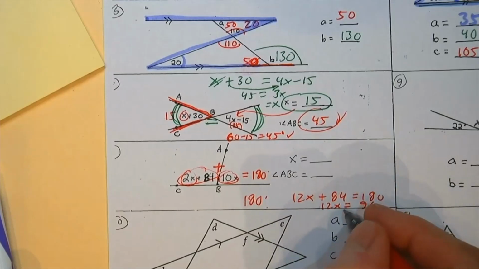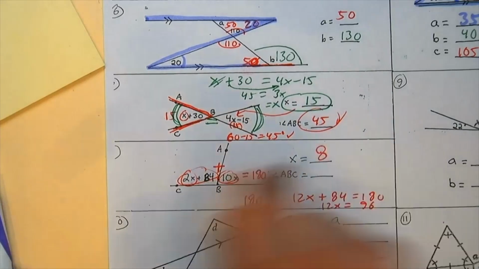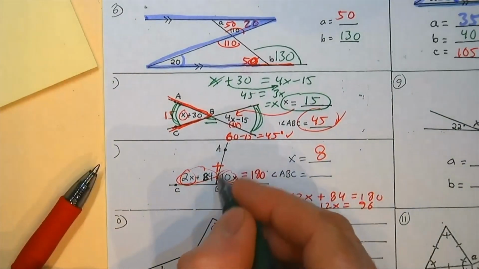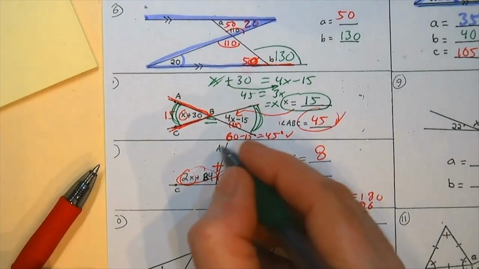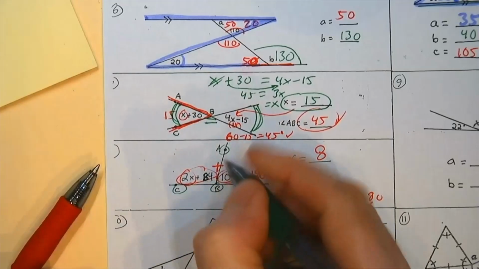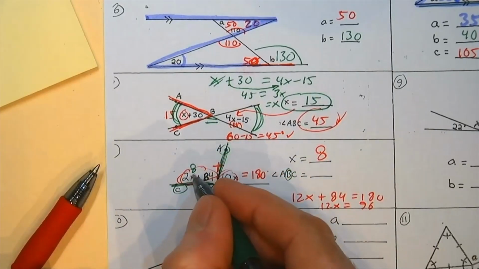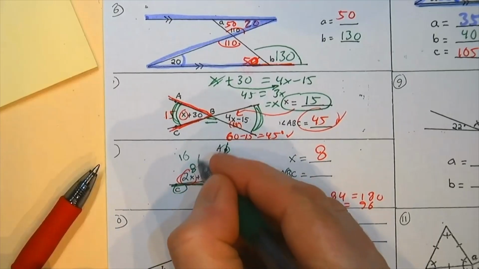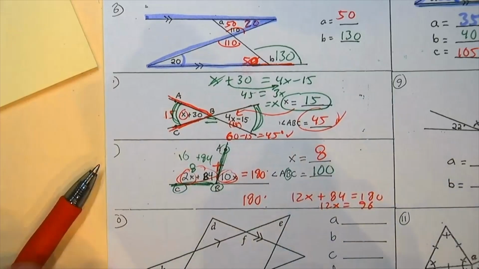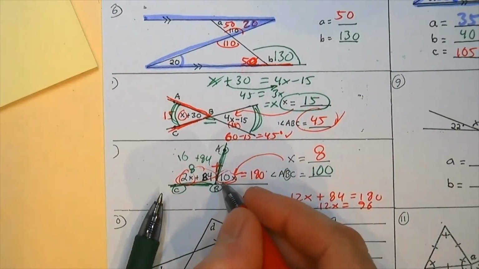I'll divide with my calculator. 12 times what is 96? That would be 8. How do you know you're right? Don't just stop. What is angle ABC? Remember, look for something that includes A, B, and C. And B is in the middle because it's in the middle of the angle. So this angle here, you know x is 8. Plug it in. 2 times 8 is 16 plus 84. 16 plus 84 is 100. How do you know you didn't mess up? It doesn't hurt to check the other guy. What if you put 8 over here?